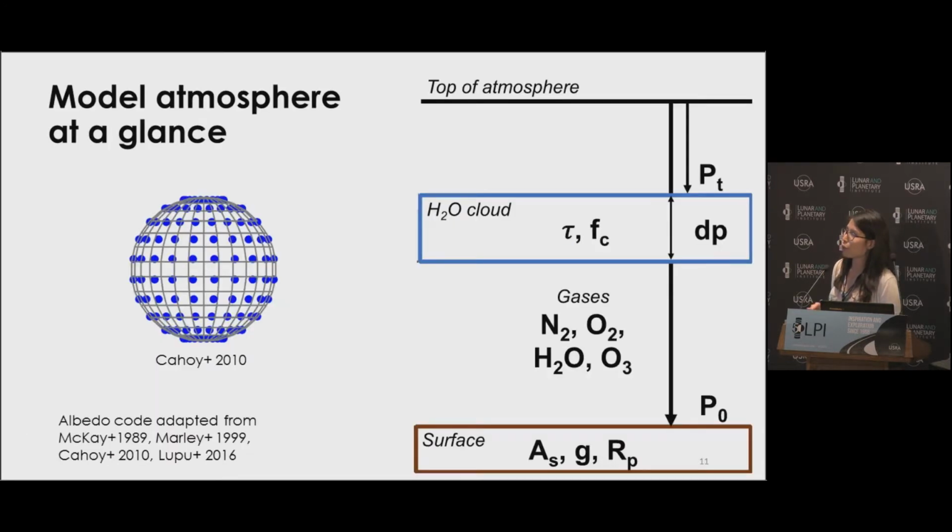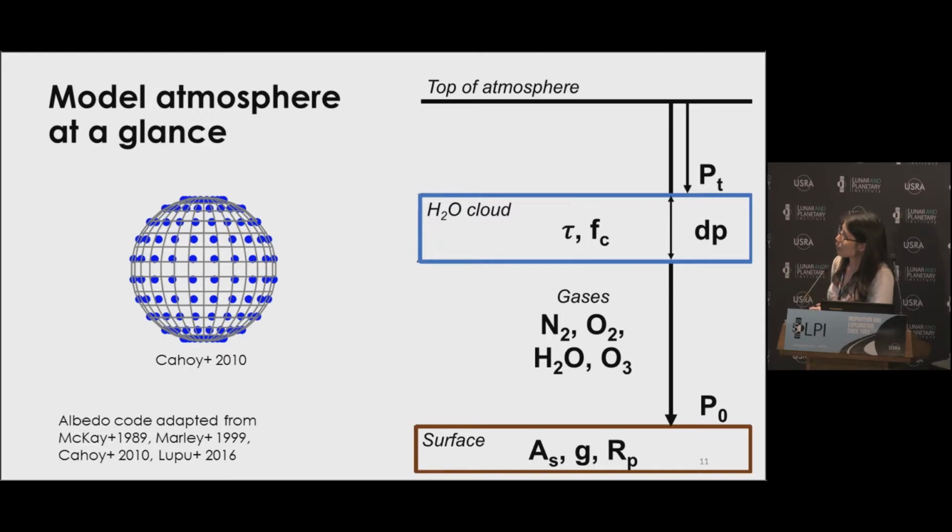And so for every retrieval model, the core of it would have to be the forward model. And so that's what I'm going to describe here. Essentially, we're looking at a visible hemisphere that's divided up into a bunch of patches, each of which is a column of atmosphere. And for each column, we perform radiative transfer and scattering calculations, and then we integrate up all those reflected fluxes so that we can get albedo as a function of wavelength.